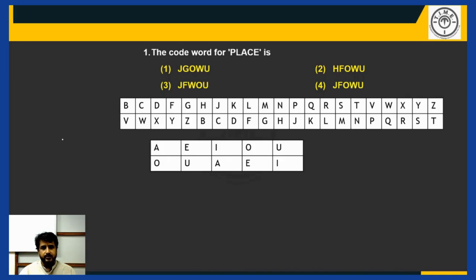Now the question is the code word for PLACE. What is the code for P? J. The code for P is J. What is the code for L? F. How many options are with JF? Second and fourth option. So first and second are ruled out. Now, what is the code for A? O. So your answer is JFO. It is in choice 4. In the exam, till here it is enough. No need to find the codes for the remaining letters.